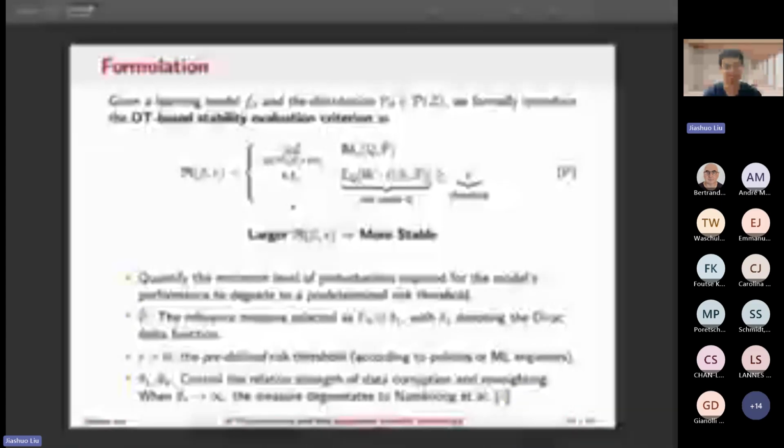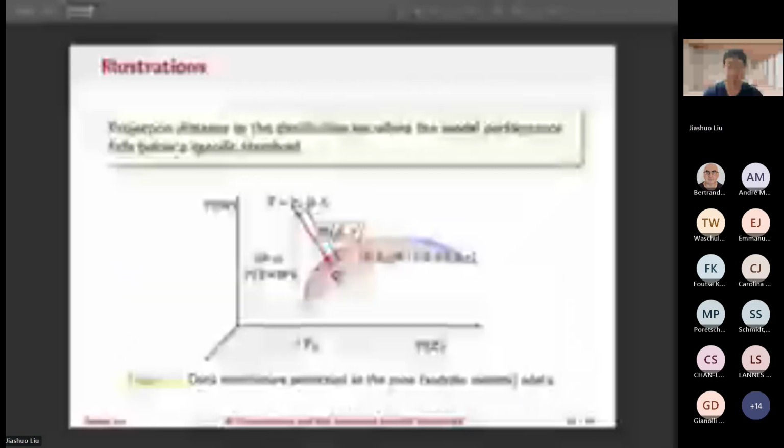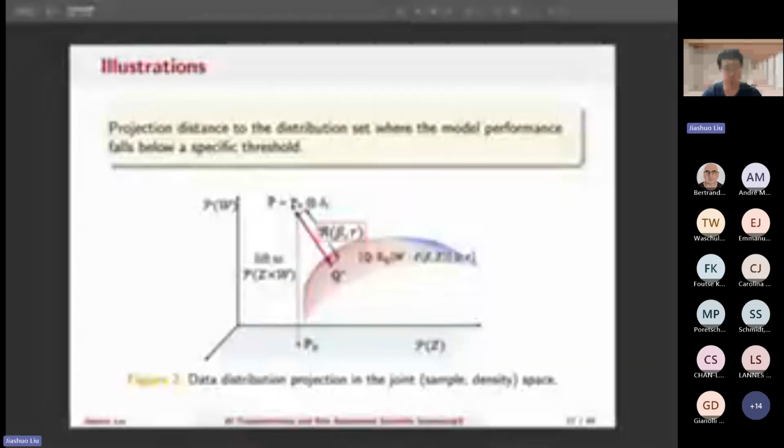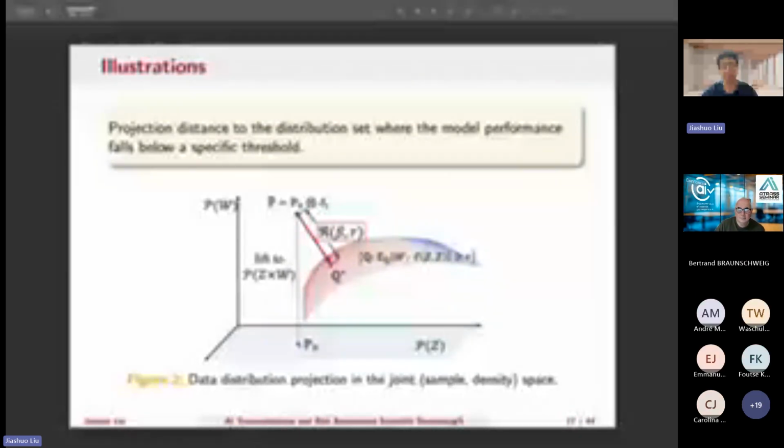So it may produce an even more detailed understanding of the model performance. And here we provide an intuitive illustration of our measure. It computes the projection distance to the distribution set where the model performance falls below a specific threshold. And this sphere captures the distribution set where the model performance is not good.